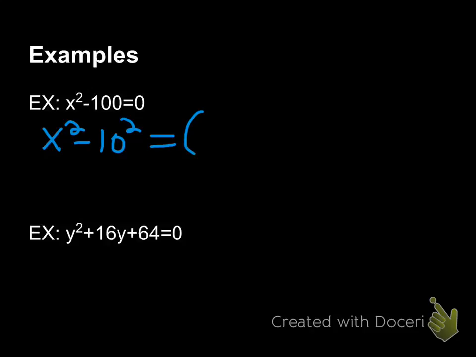What does this factor into? Remember, if I have a squared minus b squared, that factors into what minus what times what plus what? We don't need to factor that 10 anymore, so x minus 10 and x plus 10.